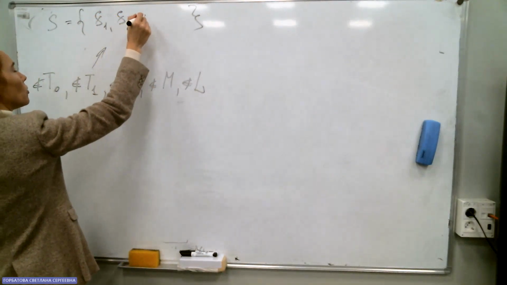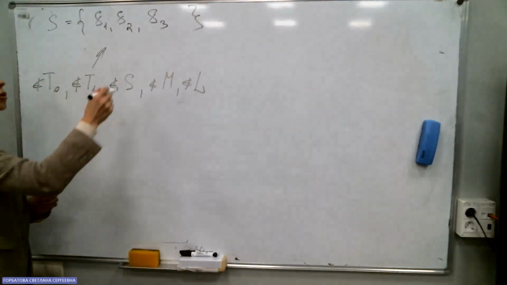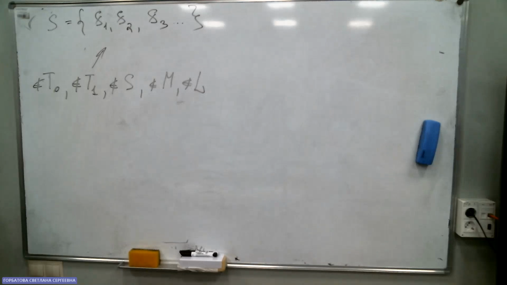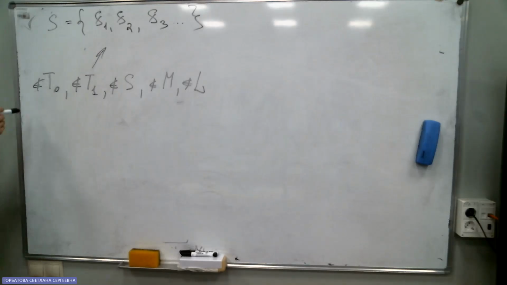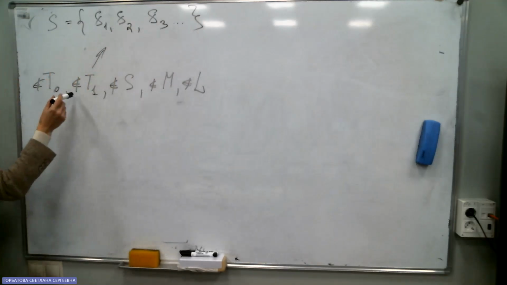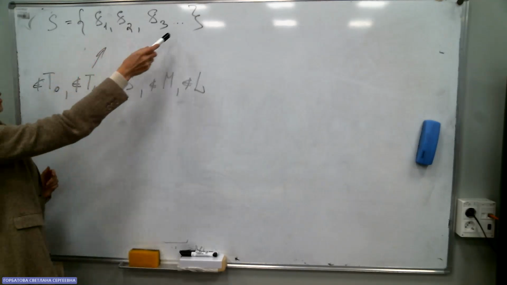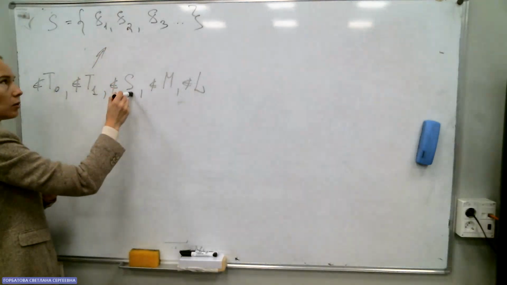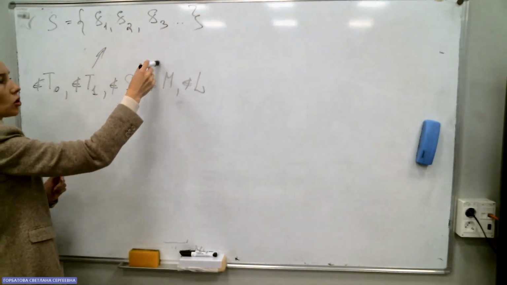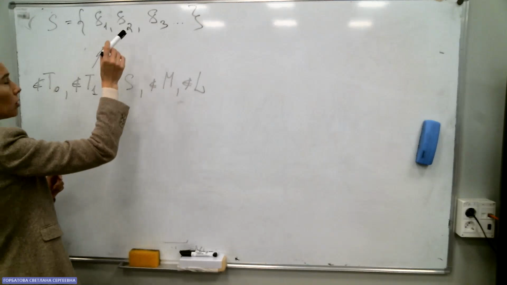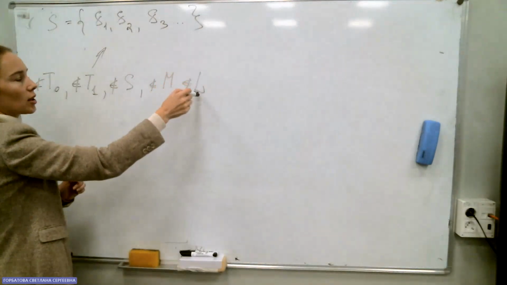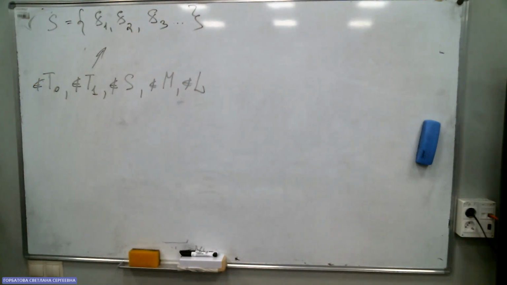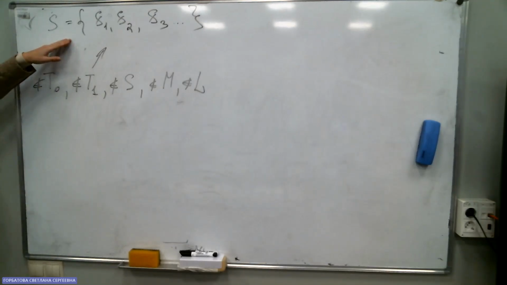F1, F2, and for example, F3, and so on. If we can find in this system a function which doesn't belong to T0, a function which doesn't belong to T1, a function which doesn't belong to the self-dual class, a function which doesn't belong to the monotonic class, and a function which doesn't belong to the linear class, it means that this system is functionally complete.